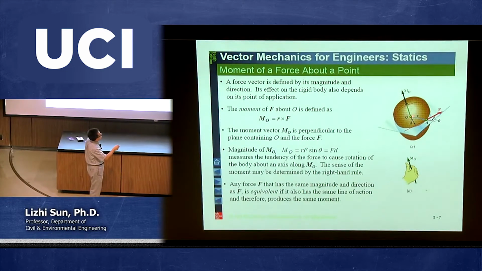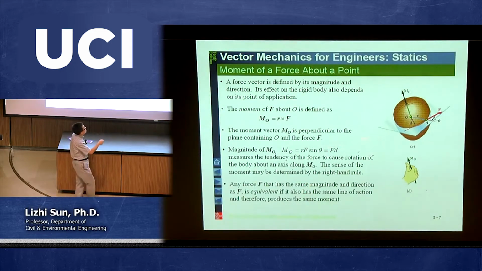What you need to do is to find out the shortest distance from this O to this force line. So this is the force line, this is the point O. You find out the shortest distance. Shortest distance means this angle is 90 degrees. So then from this small triangle, R cross sine theta equals D. Right? So R cross sine theta equals D. Then finally you end up with F times D.